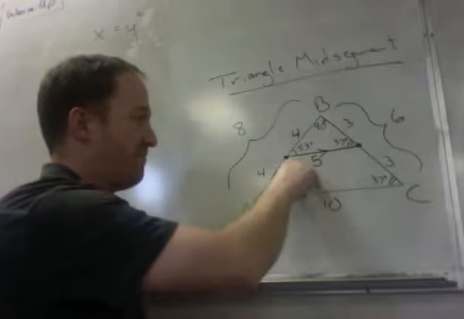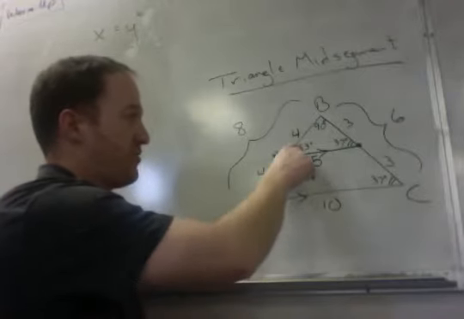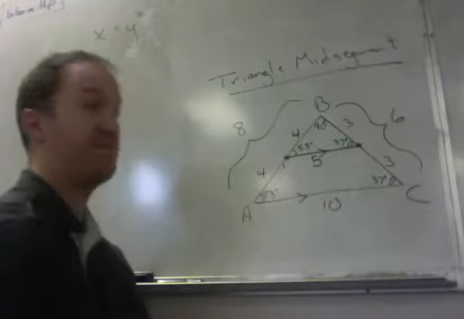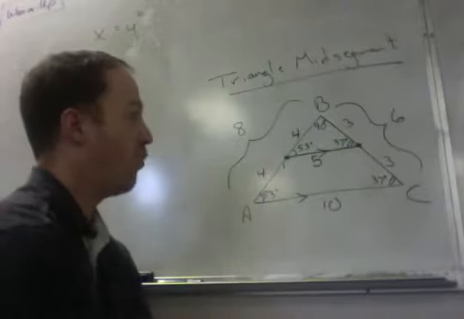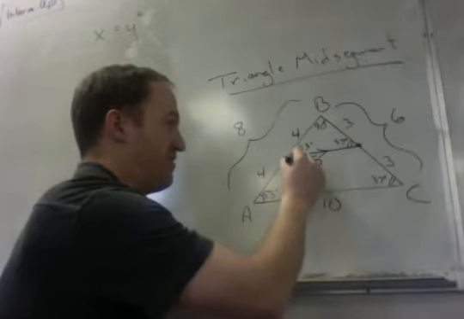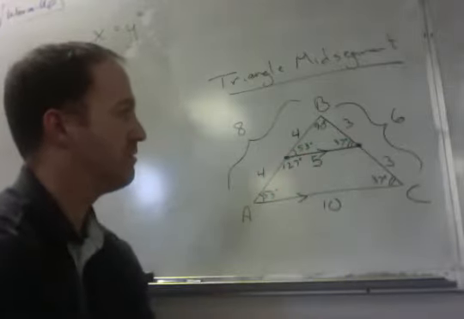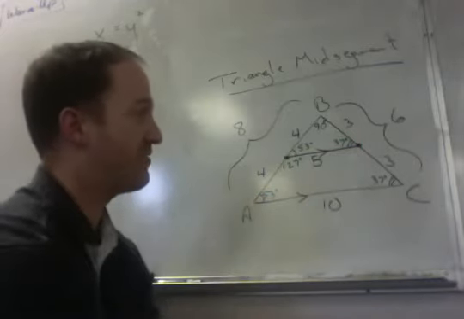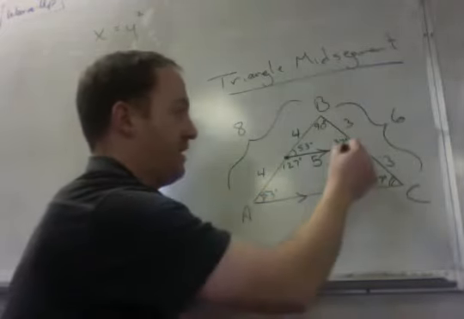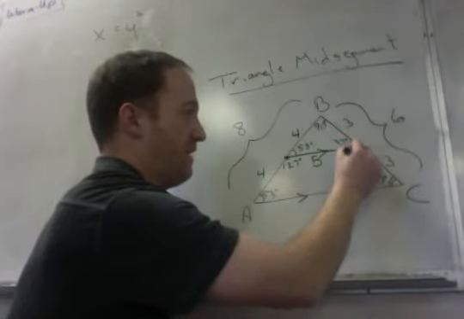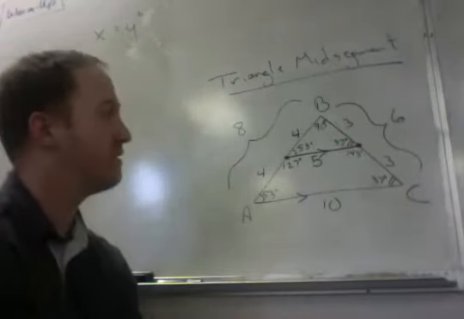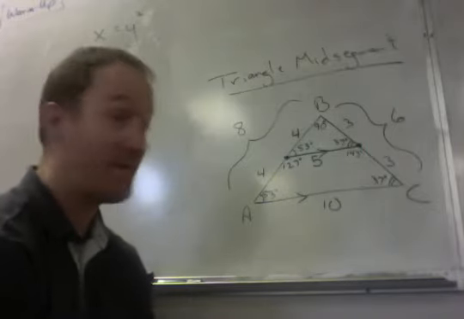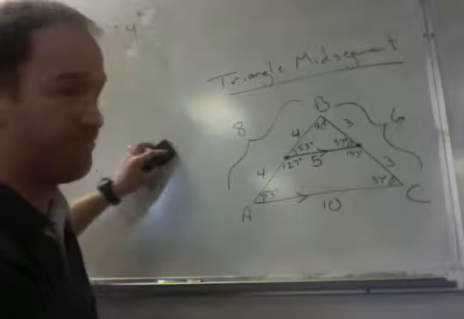This angle right here makes a straight line with the 53, so that one will have to be 180 minus 53, which is 127 degrees. Similarly, this one right here is 180 minus 37, so that would be 143 degrees. And that is the basics of the triangle midsegment theorem.